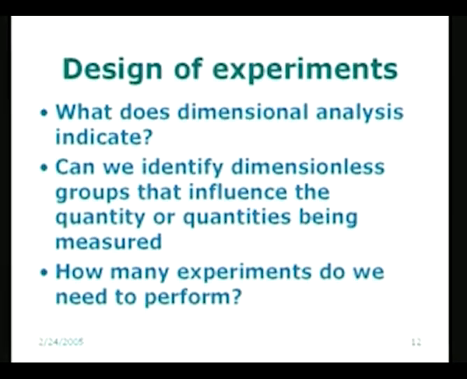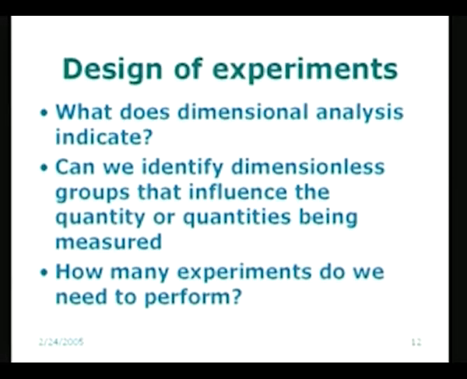What are the different things available? I will just mention them, and in the next lecture we are going to take a deeper look into this. For example, in the case of fluid flow problems, we may do a dimensional analysis and find out whether it can give us some information regarding what we are looking for. Can we identify the dimensionless groups that influence the quantity or quantities being measured? That is the question we would like to ask, and find out whether it is possible. And most importantly, we would like to find out how many experiments we must perform to get the information we are looking for.